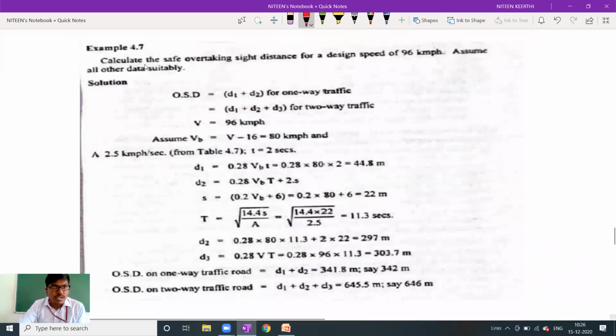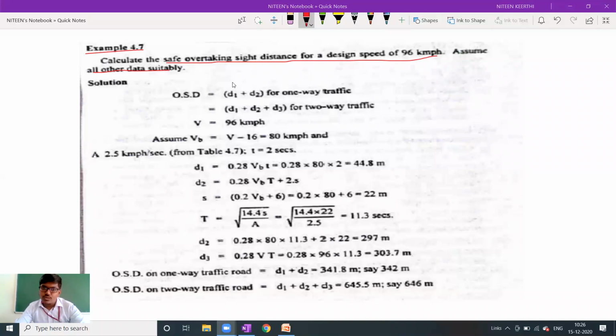So coming to the next example 4.7. In example 4.7, he has asked to calculate the safe overtaking sight distance for a design speed of 96 kmph. Assume all other data suitably. Simple. He has not given the acceleration value, and also he has not mentioned whether it is a one-way traffic or a two-way traffic. So nowhere he has mentioned anything.